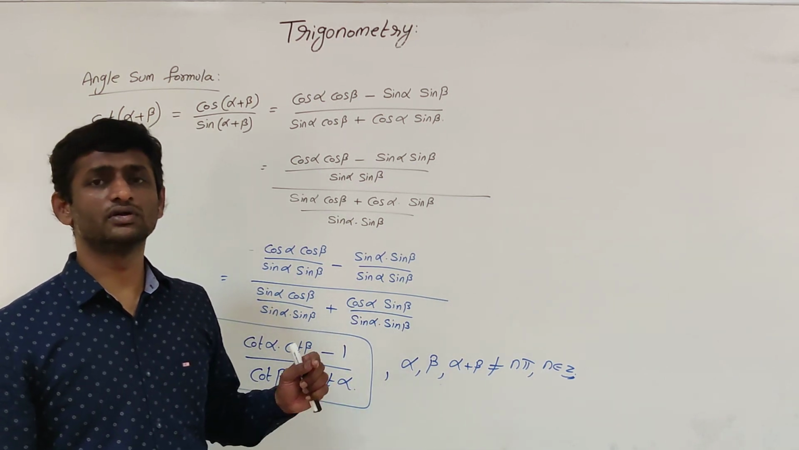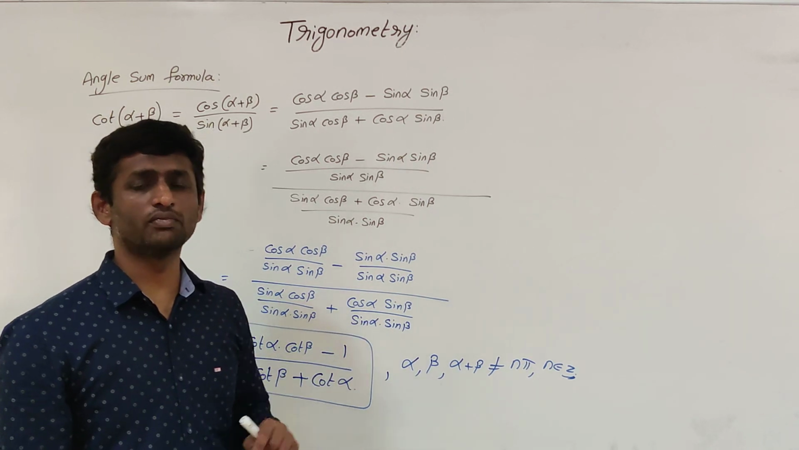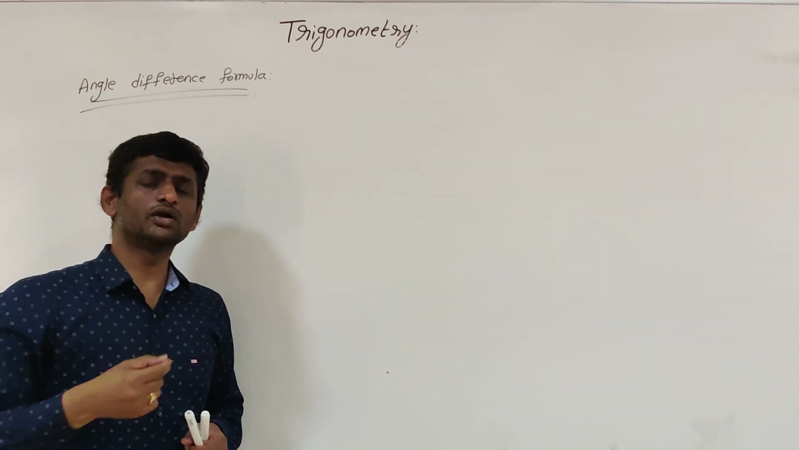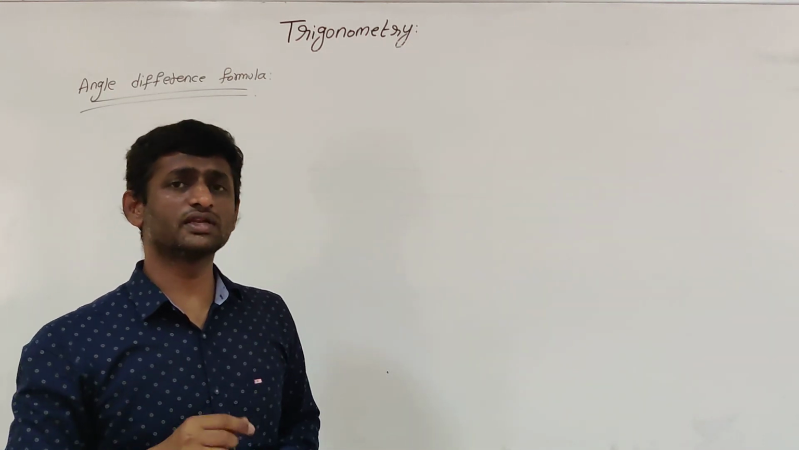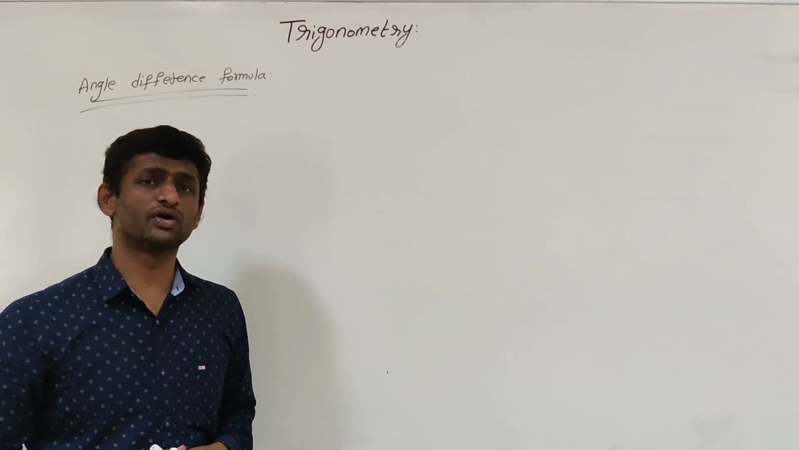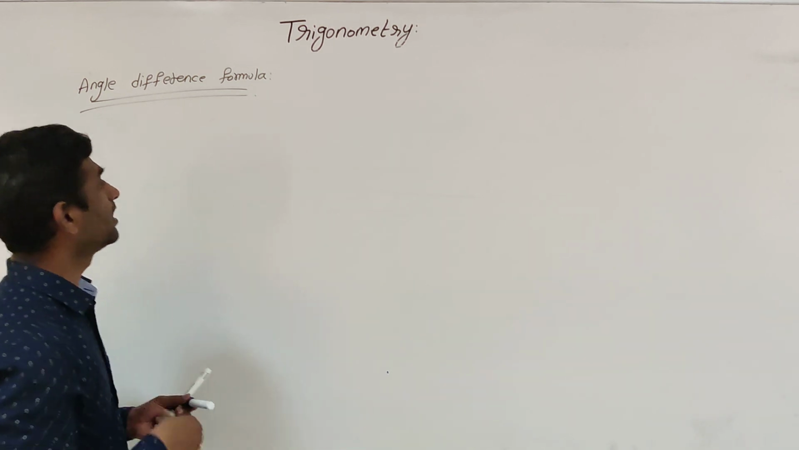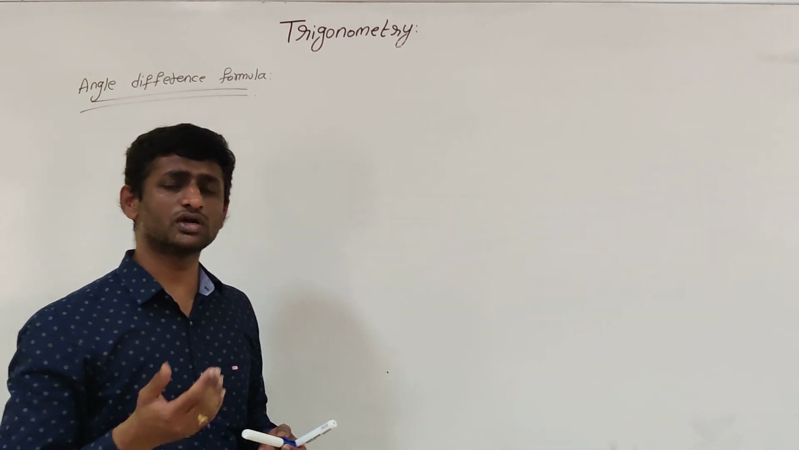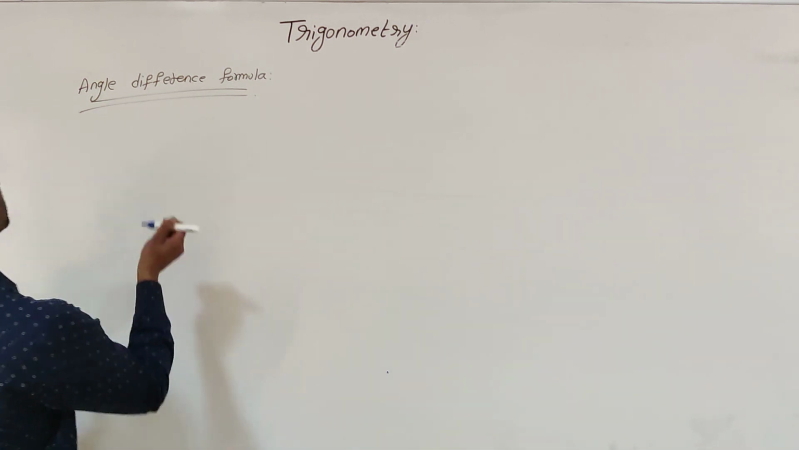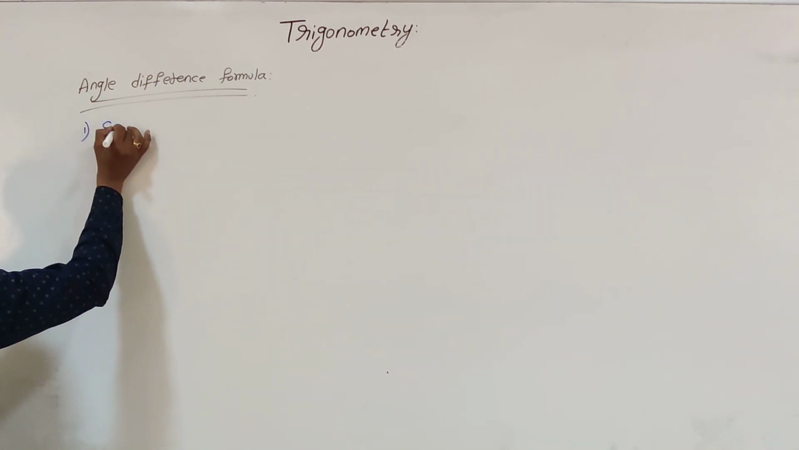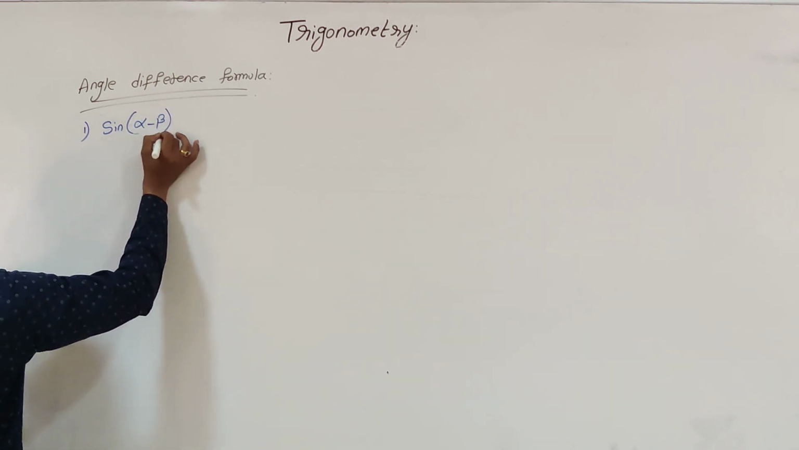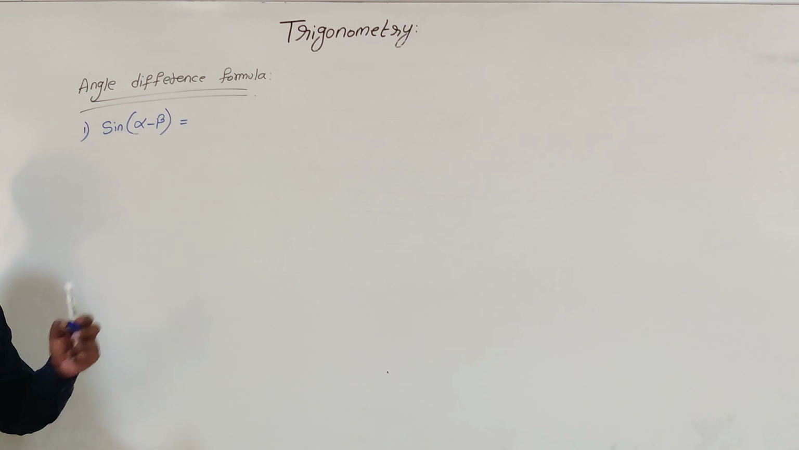Similarly, we can have angle difference formulae, that is the difference of two angles. In order to find the trigonometric ratios of the difference of two angles, we will take the help of the angle sum formulae. That is, we have to find the sine of a minus b, cos of a minus b, tan of a minus b, and cot of a minus b. So we will see one by one. First one, we will find the sine of alpha minus beta, sine of the difference of two angles.